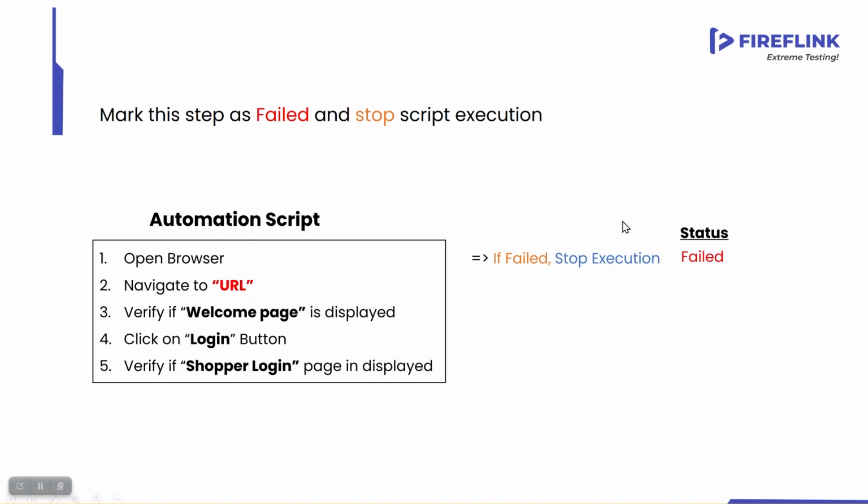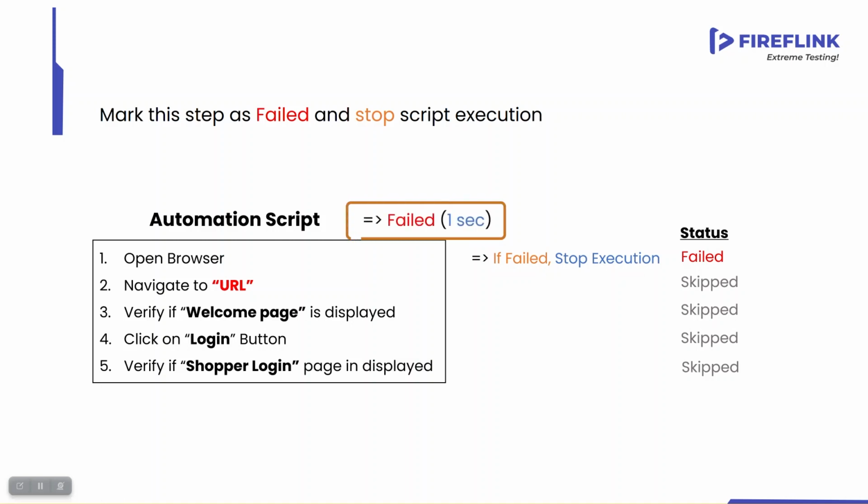And is it going to continue the execution? No. I said stop the execution. So it will not execute my navigate to URL. It will skip it. Next step, skipped. Next step, skipped. Next step, skipped. So it is not going to execute them; it will skip all the other steps. Why? Because I told it to stop the script execution if the particular step fails. So here what will I get? I will get the failed status within 1 second. Why? Because only my first step is getting executed.